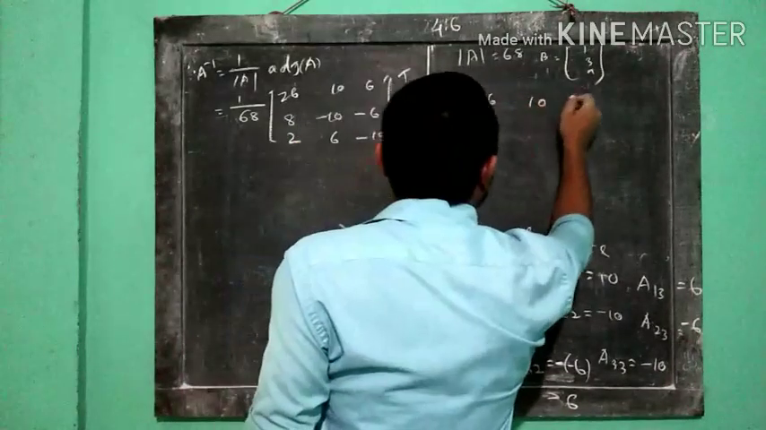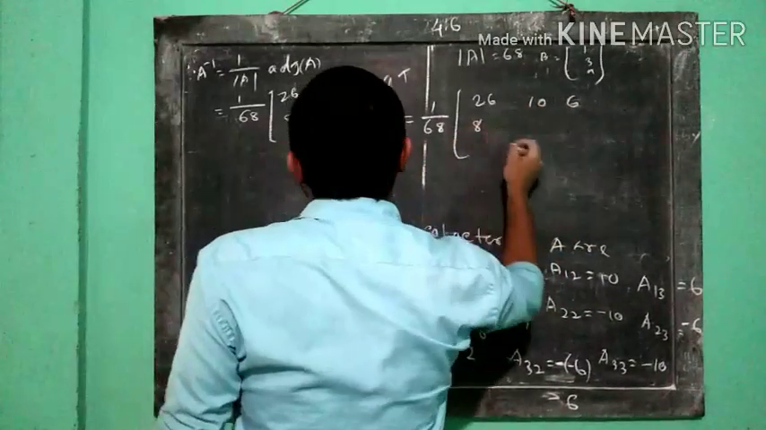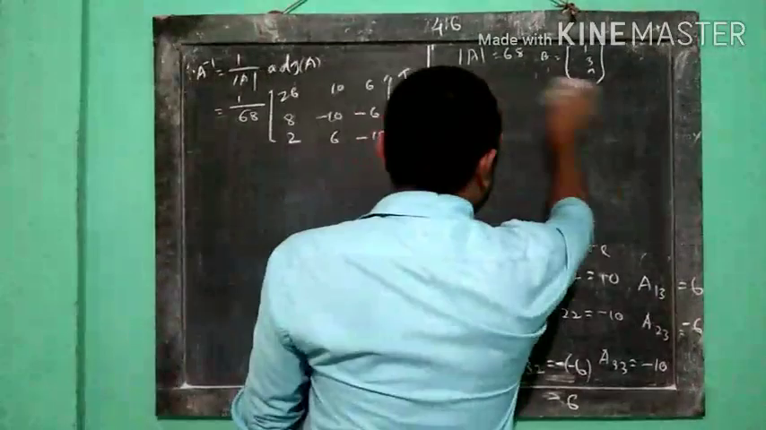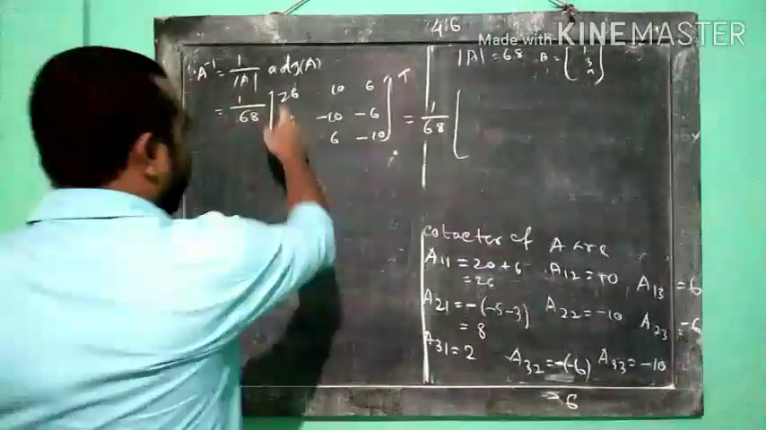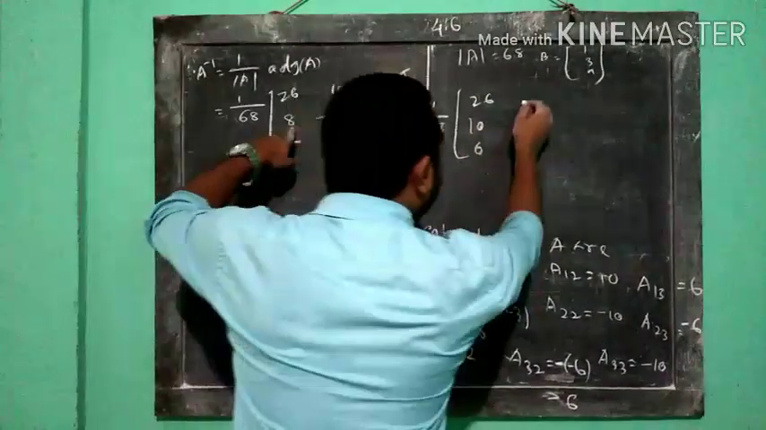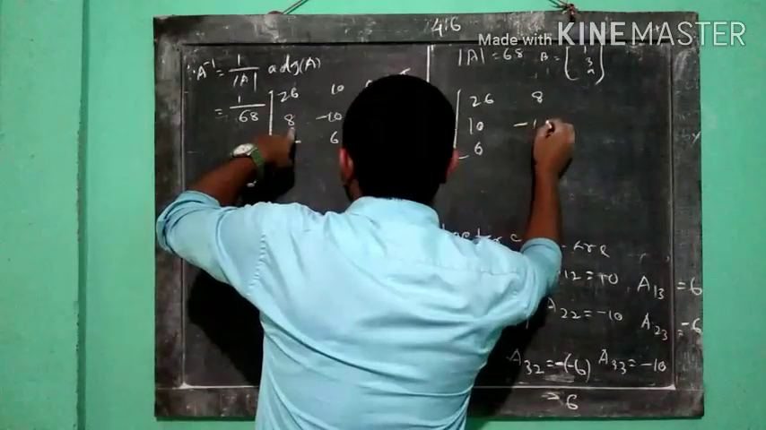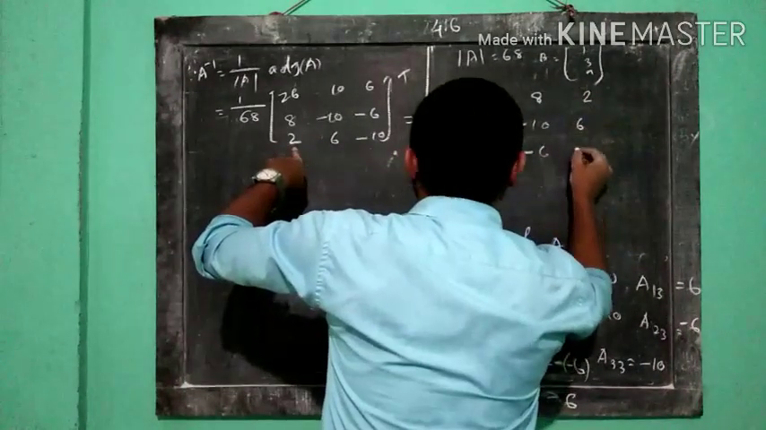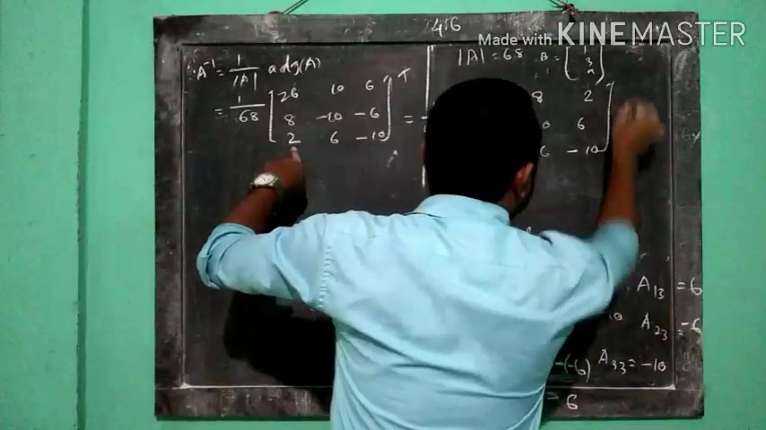You can write 1 by 68 whole into 26, 10, 6, 8. Sorry, not that. By interchanging the row and column, then what we get? This is 26, this is 10 and this is 6. Second row, second column 8, minus 10 and this is minus 6 and this is 2, 6 and minus 10. This is A inverse.